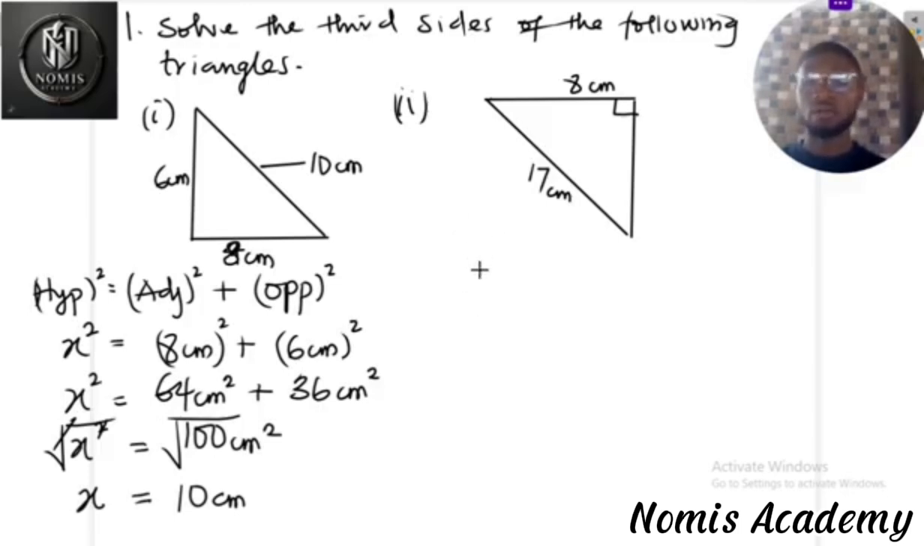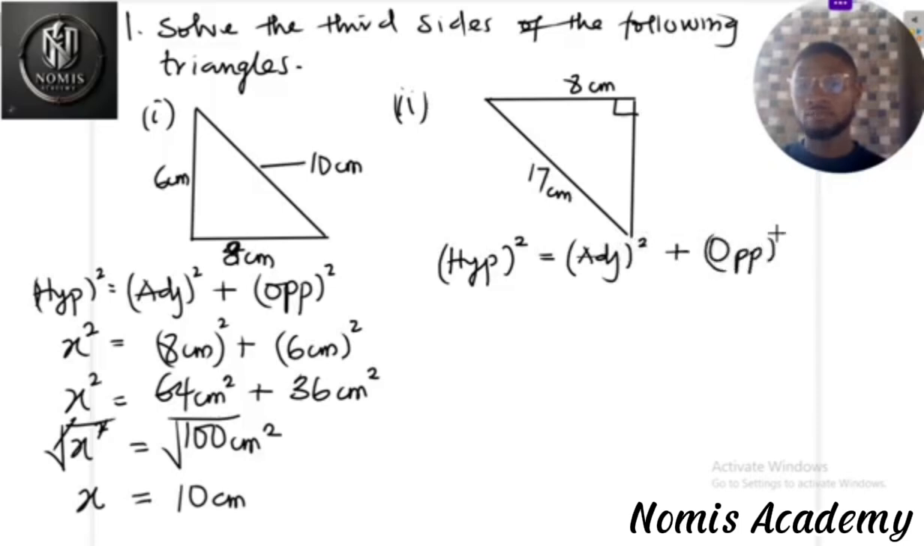So let's take the second example. This time, we have the hypotenuse given already and the adjacent given, but the opposite is not given. So we are still going to use the same formula to solve it. Remember, this must be stated first, that hypotenuse squared is equal to adjacent squared plus opposite squared.